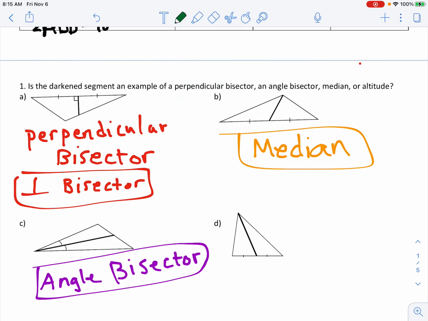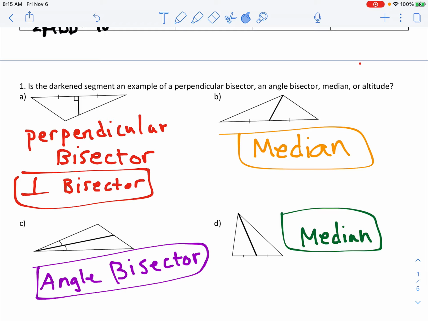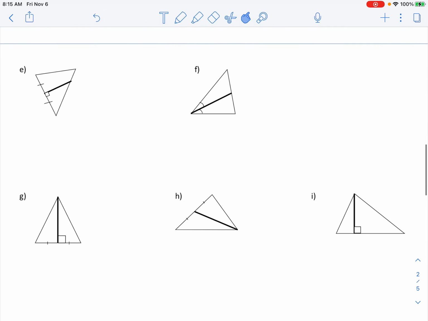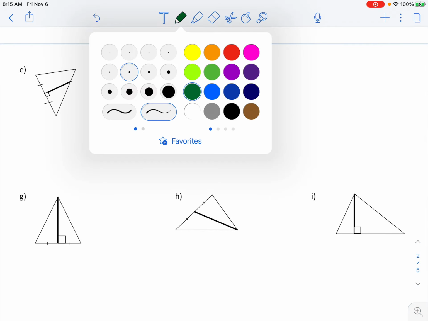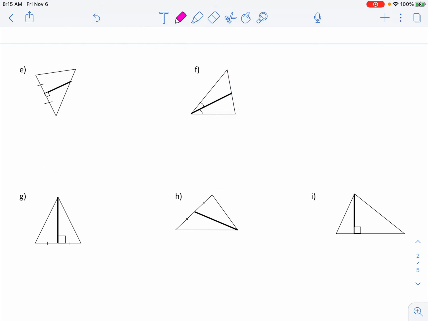All right, the third one, you'll notice, gives us two equal parts only, and that's all it gives us. So again, this would be considered a median. Only split it into two equal parts. That's all we know from the picture. All right, let's look at some more. Letter E gives us 90 and congruent tick marks, so it did two things to our picture. So it would be a perpendicular bisector.